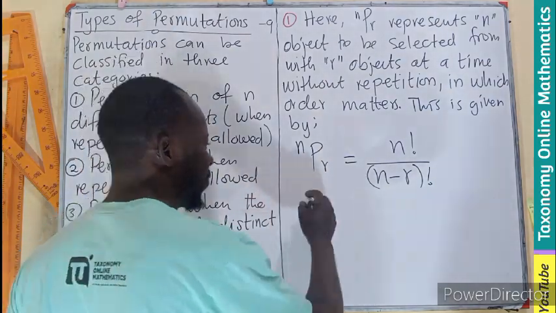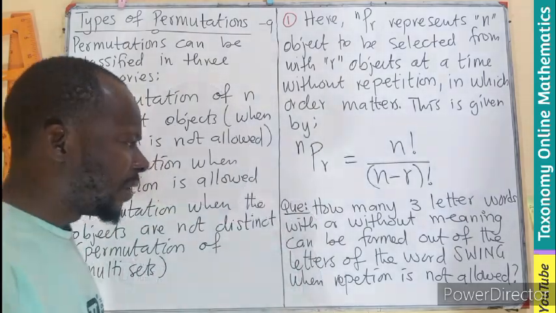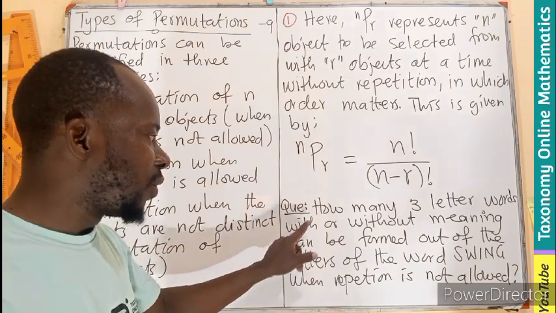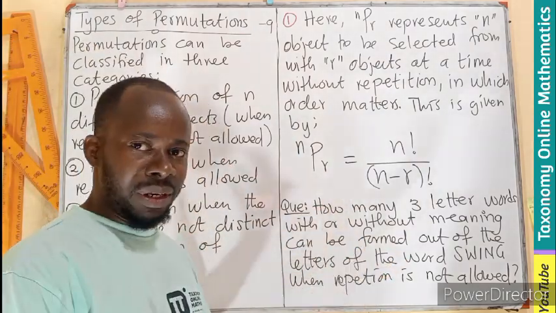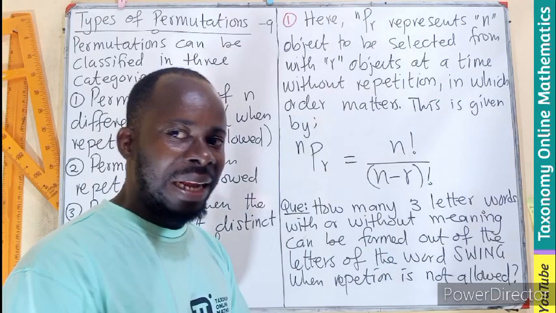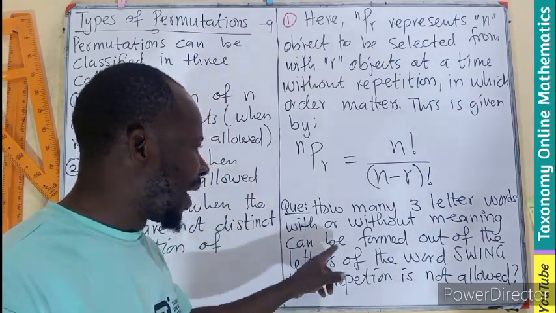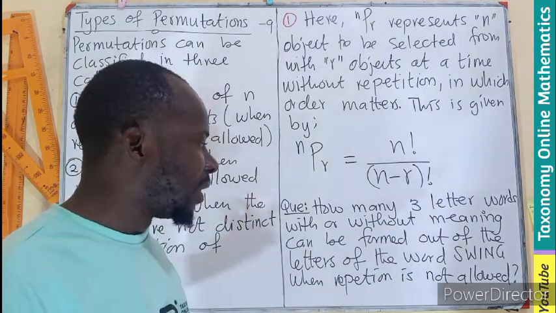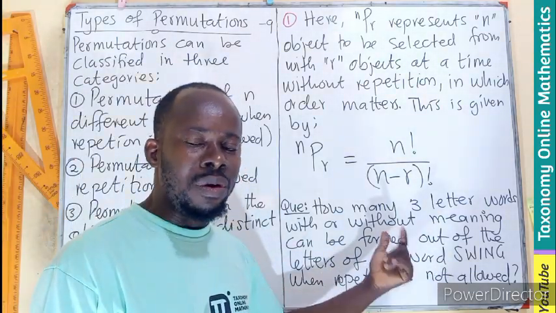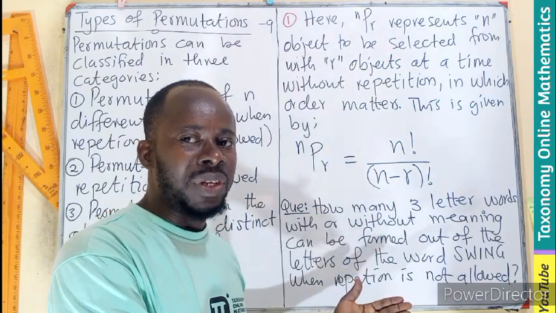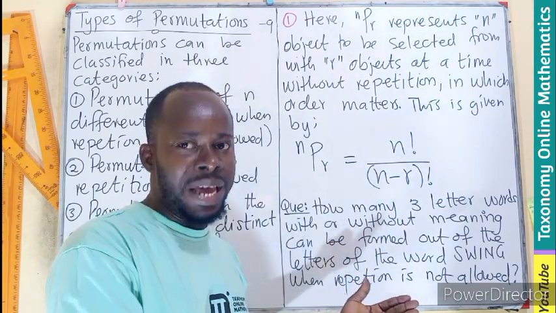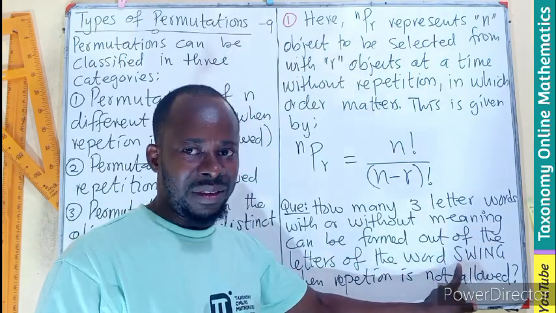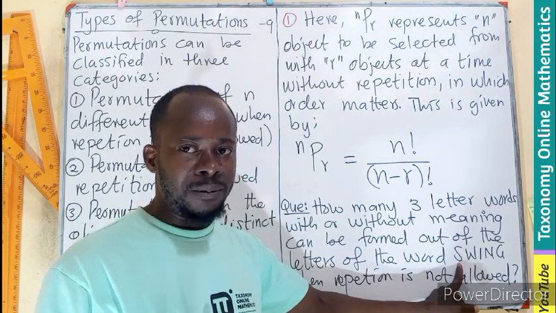So for example, if we have a question in this nature: how many 3-letter words, with or without meaning, can be formed out of the letters of the word SWING, when repetition is not allowed? With or without meaning means we may not be able to pronounce them, but it is just a 3-letter word. Not allowing repetition means we cannot repeat any letter. When I pick the first position, the second position cannot be the same letter again. So imagine I have the first 3 positions, 1, 2, 3, the first one being S. Then it means S is over.